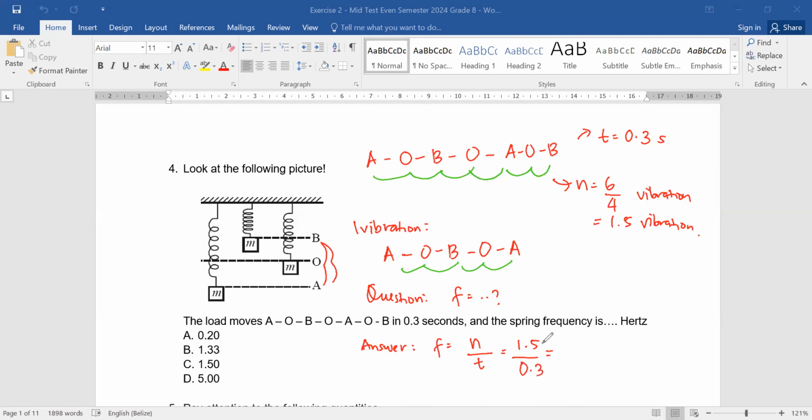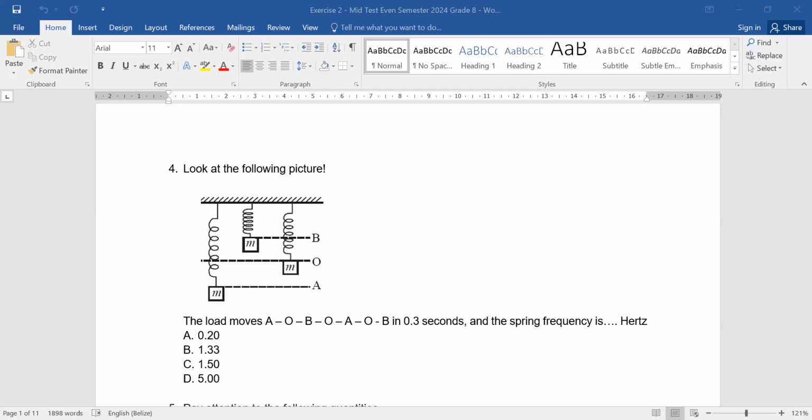To make it easier for our calculation, we can multiply everything by 10. So we're going to get 15 over 3, which equals 5 hertz. So the answer is delta, 5 hertz. Okay, so the next one.